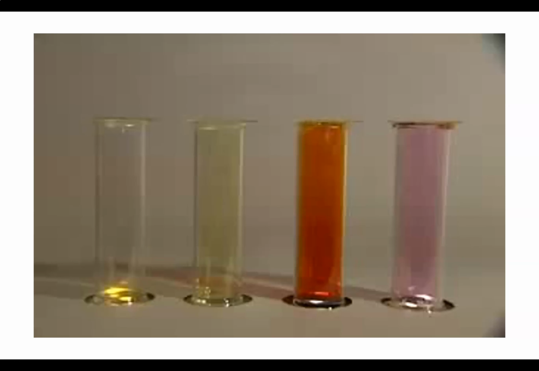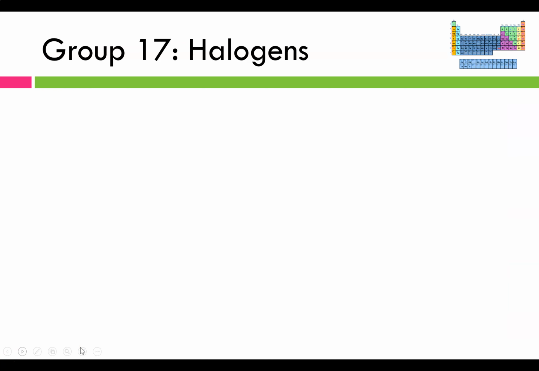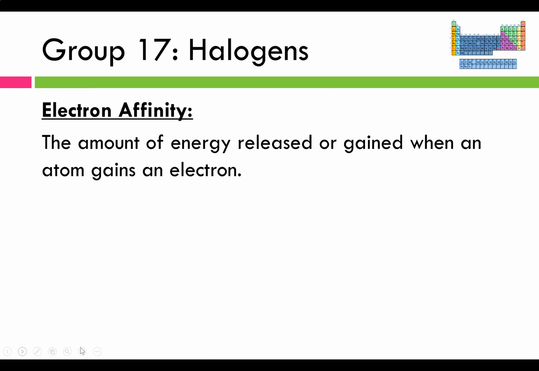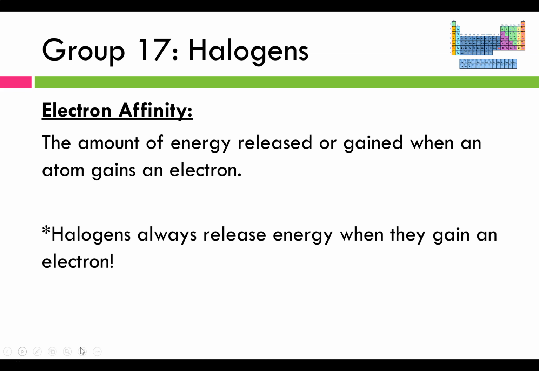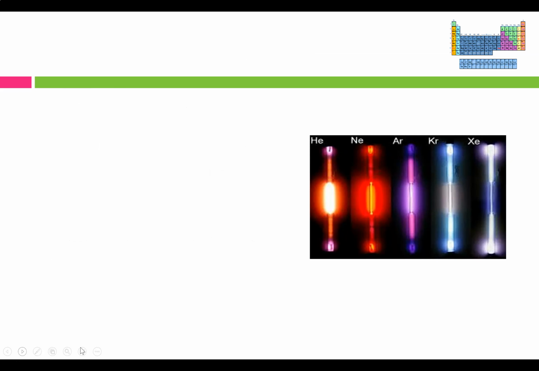driven by electron affinity. So just to help you get a definition down, electron affinity is the amount of energy released or gained when an atom gains an electron. Halogens always release energy when they gain an electron, which is why we see that reactivity down the group. All right, let's finish up our groups.